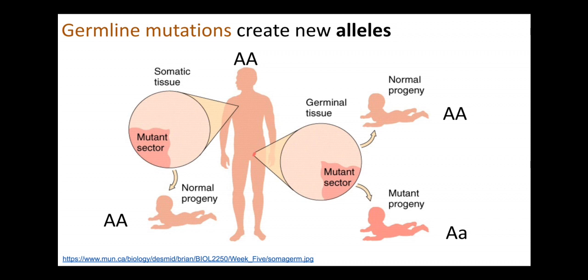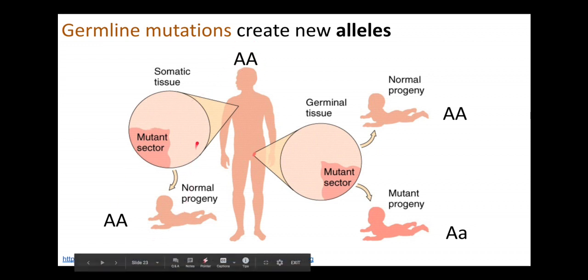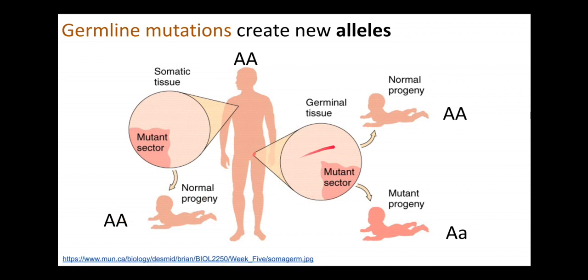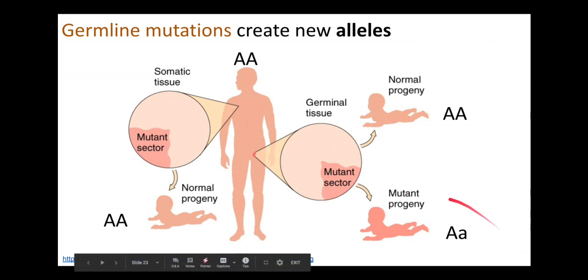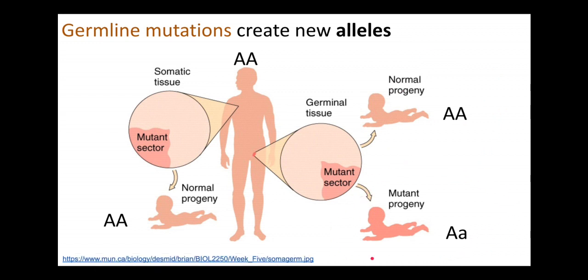Germline mutations, whether it is a single base pair of DNA that's affected, a single amino acid, or a chromosome inversion, these can create new alleles. So if the original parent is big A, and they have a somatic mutation, their offspring will all be big A. However, if they have a germline mutation, they could produce normal offspring that are big A, or they could produce mutant offspring.